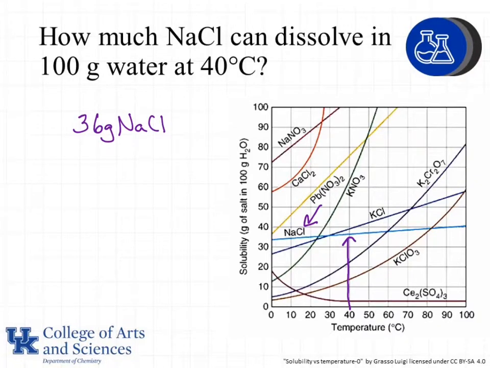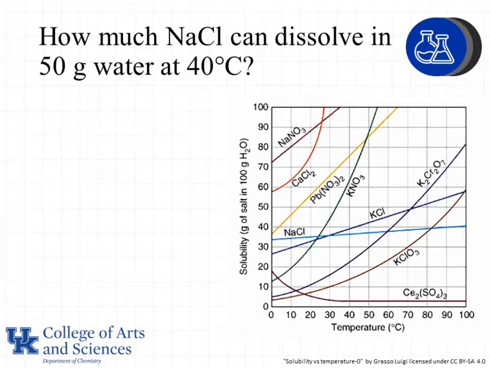We can read information directly from the graph when we're dealing with exactly 100 grams of water. However, we also need to understand how we deal with values that are less than or greater than 100 grams of water. How much NaCl can dissolve in 50 grams of water at 40 degrees Celsius?